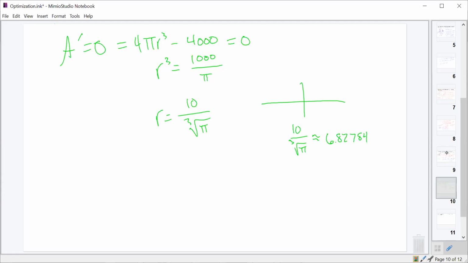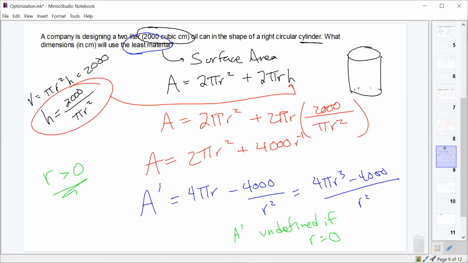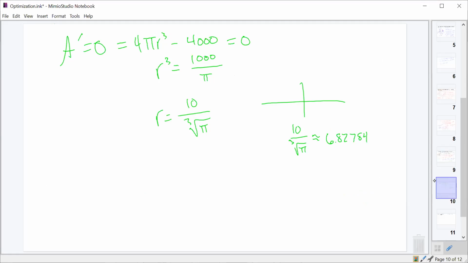We got to plug it into the full derivative. So if I plug in stuff to the denominator, what can you tell me about the denominator always? Always positive. So we can actually ignore the denominator. All we care about is the numerator. So 1 cubed is 1. So we have 4 pi minus 4,000. That's definitely negative. Plug in something more than 6.8, like 9.